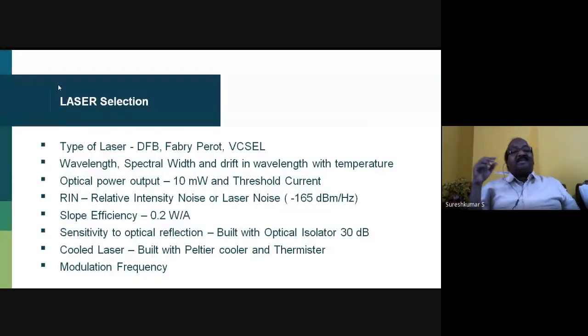Okay, laser selection. You have different types of lasers in the market. You have DFB laser, distributed feedback laser, and Fabry-Perot laser, which is a multimode laser. DFB is a single mode laser. Vertical cavity laser diode is cheaper and good enough for smaller applications. And then wavelength, you have to look into it, like what is the spectral width.